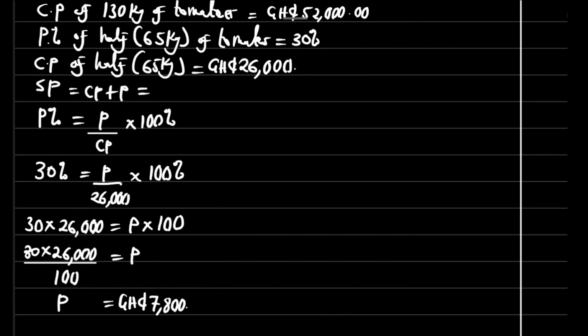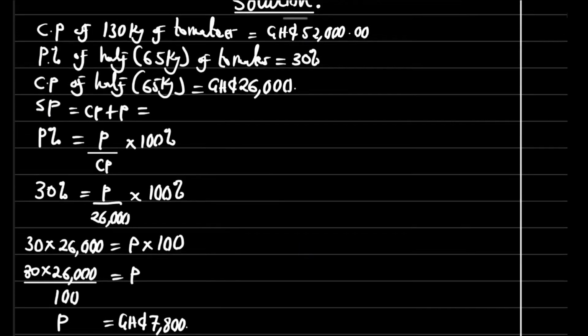So since we define our selling price here, the selling price of the half of the tomatoes that have been sold will be equal to the cost price, which is 26,000, plus the profit of 7,800. And what should you get? With our calculator, we should get 33,800. Then we are true. So we know the selling price, we know the profit, and we know the cost price of half of the tomatoes that have been sold.